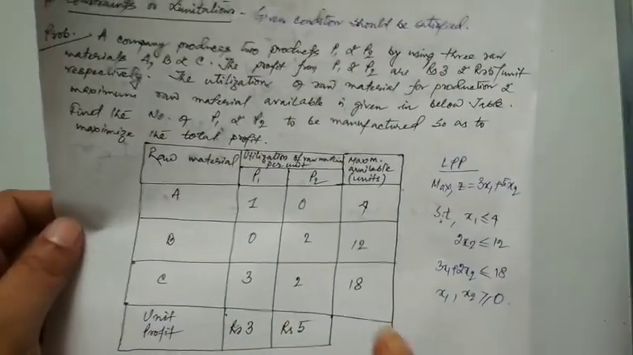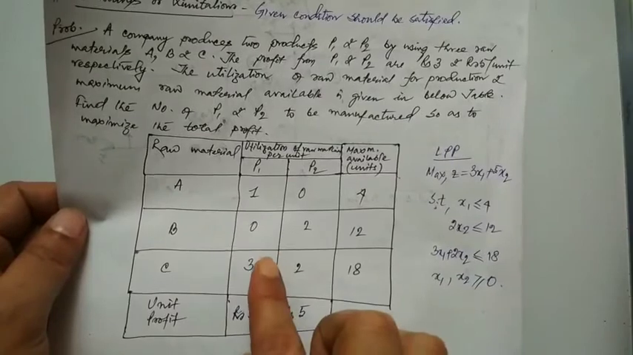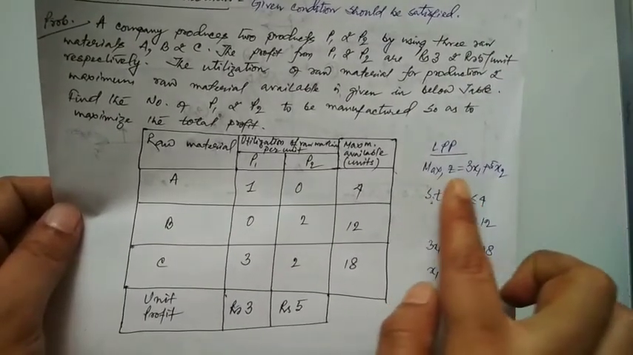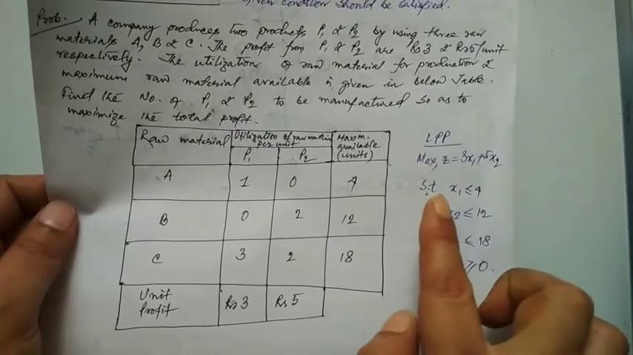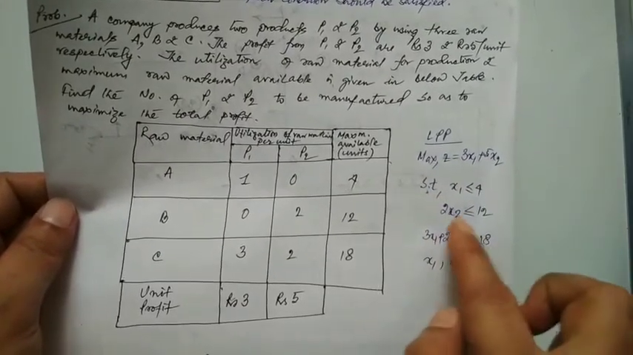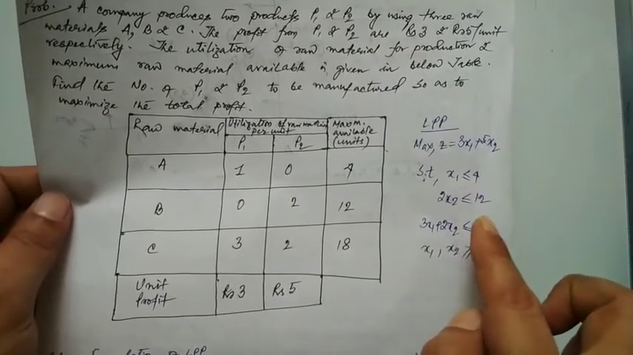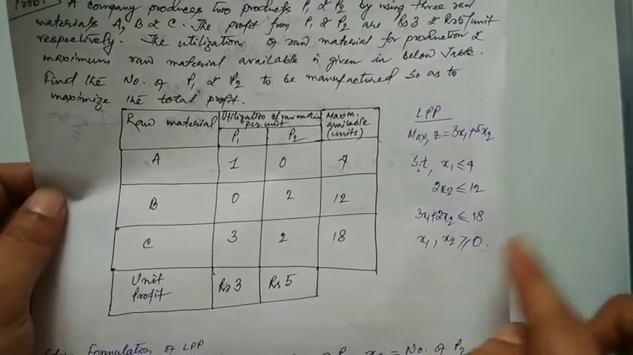I mean to say, we have formulated the particular problem. That is the maximization objective function. Maximize 3x1 plus 5x2, and the constraint functions are also written over here, subject to x1 less than or equal to 4, 2x2 less than or equal to 12, 3x1 plus 2x2 less than or equal to 18, and x1, x2 greater than or equal to 0.